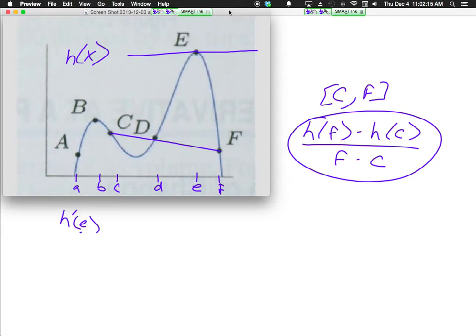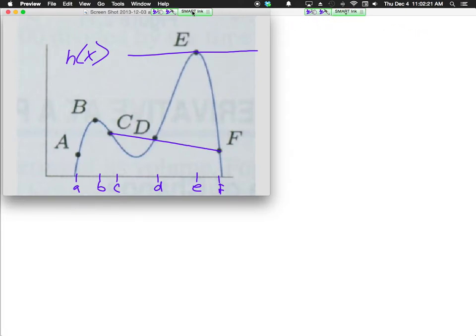Everybody clear on AROC and IROC? Yes, sir. Alright, now let's get to the MVT. The MVT is the mean value theorem. It's where we're going to connect the AROC and the IROC.